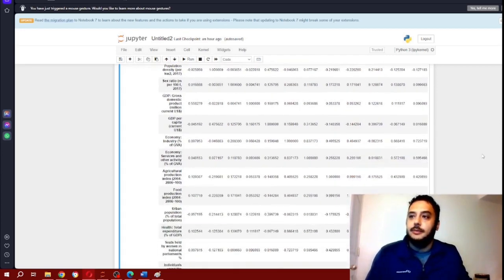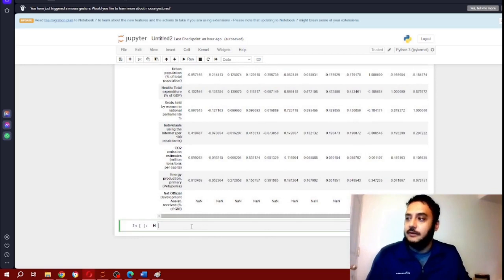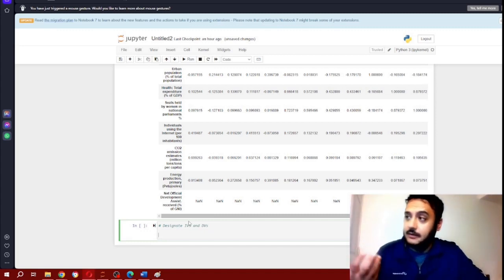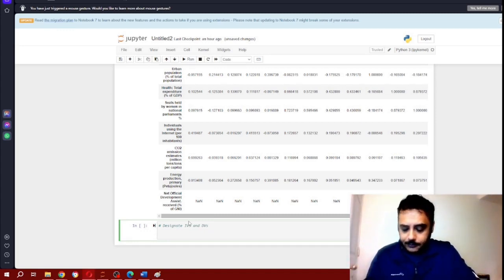So I'll have two IVs and one DV. Let's get to work. The way I'm going to do this is I'm going to designate the independent variable and dependent variable. I'm going to start with X, which will be my independent variable, and I'm going to say data, and then I'm going to put parentheses.